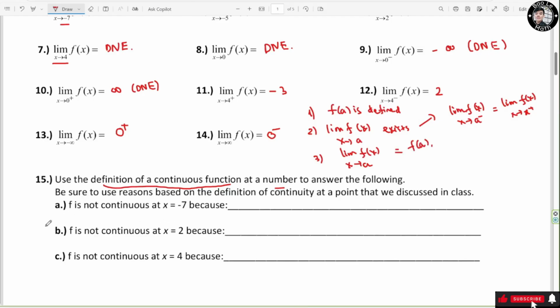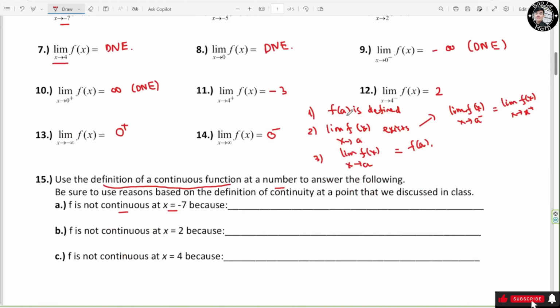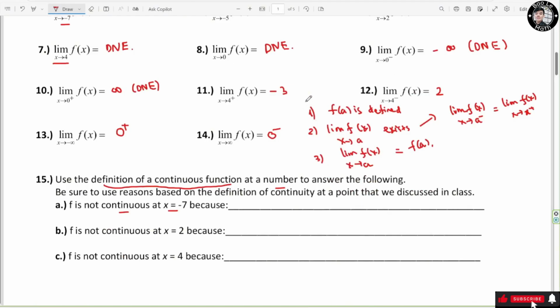Right. Now, question A. The function f is not continuous at s equals -7. We look at -7. It's going to be right here. Because f of -7 is undefined, right? We have the limit right here. But f of -7 is undefined. So number 1 right here does not satisfy, right? F of -7 is undefined.